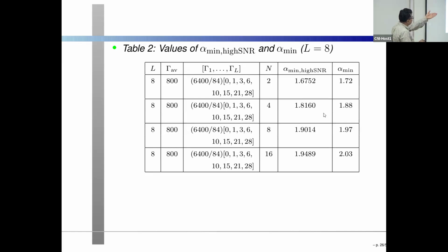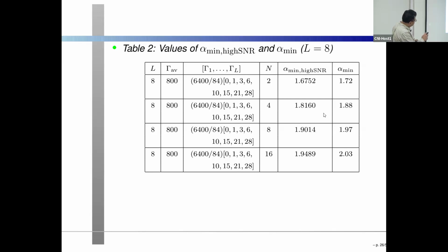This is for L equal to 8 again. Basically all that I am showing is they significantly deviate from 2. Actually, if you take lower values of n, I mean, we have taken n equal to 2, but if the gamma average is lower, we have taken sufficiently high gamma average actually. 29 dB, 23 dB is quite high. If you actually reduce the gamma average value, like if you take 18 instead of 800, you will get significant deviation. I have not shown that.